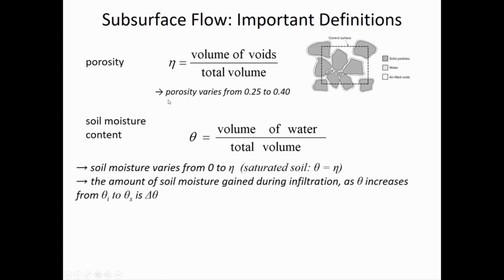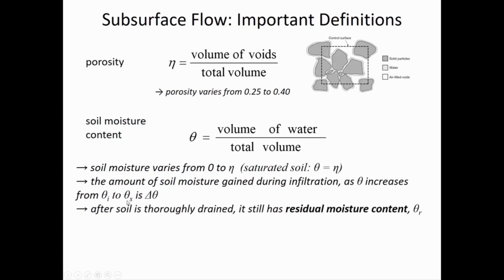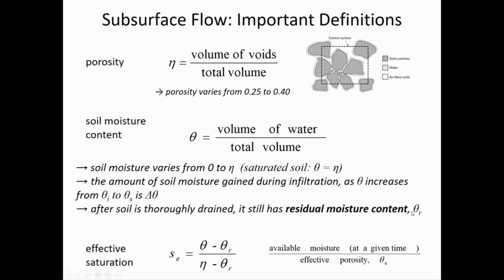What we'll be quantifying in a couple of the equations we look at is the change in water content during an event. So during a storm, when the water is penetrating down into the soil, it'll go from the initial water content to fully saturated. And so that change from the initial to the saturated moisture content will be delta theta. And then after the soil drains, then it has a residual moisture content of theta sub r.